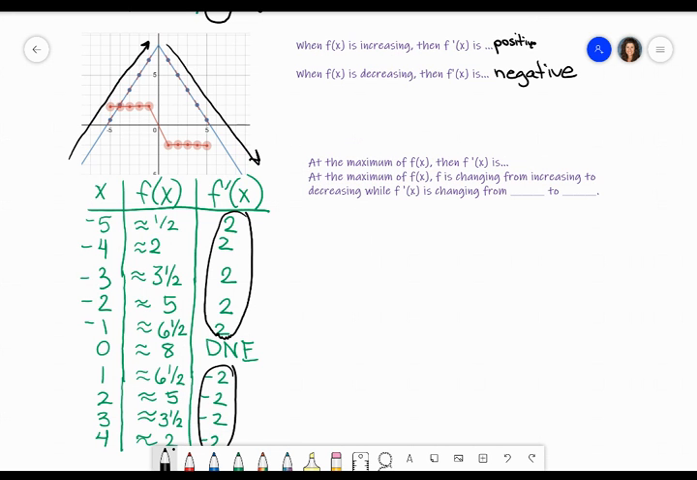Now in this graph, at the maximum, so the maximum is like 0, 8. That's interesting. The derivative does not exist. That's because the slope from the left is not equivalent to the slope from the right. And at the maximum, f is changing from increasing to decreasing, while f prime is changing from positive to negative. Okay.